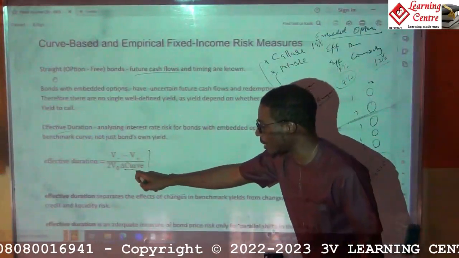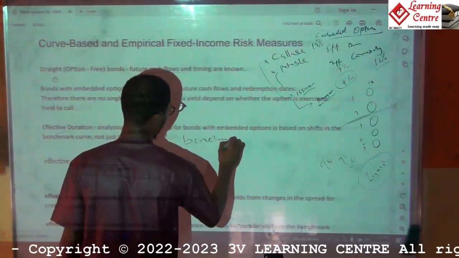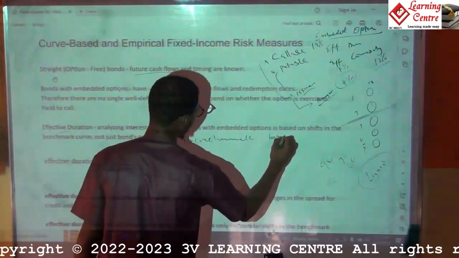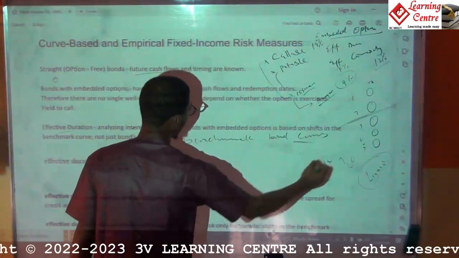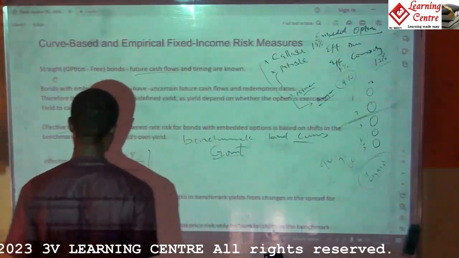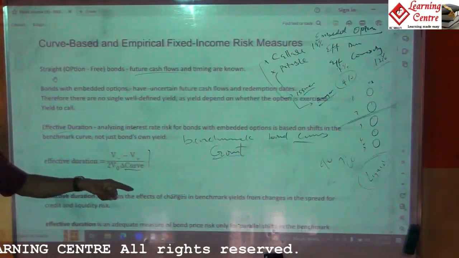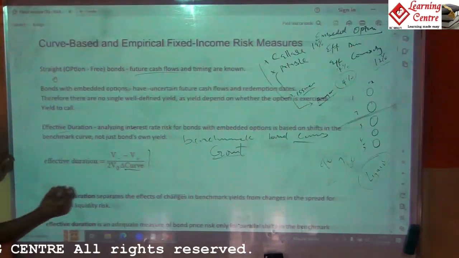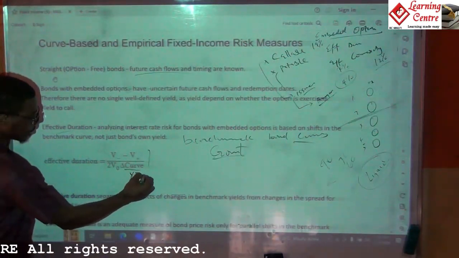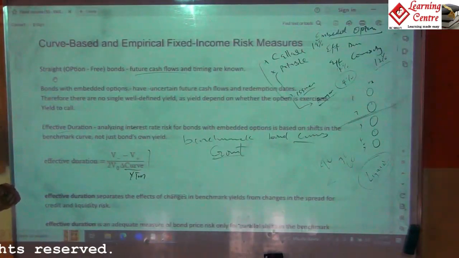This curve we are looking at right here is the benchmark bond curve. And our benchmark is what? Our government securities. So we are not measuring the sensitivity of that bond just to its own yield, because its own yield is just right here. You are measuring to a government benchmark. How sensitive is it to the government benchmark?